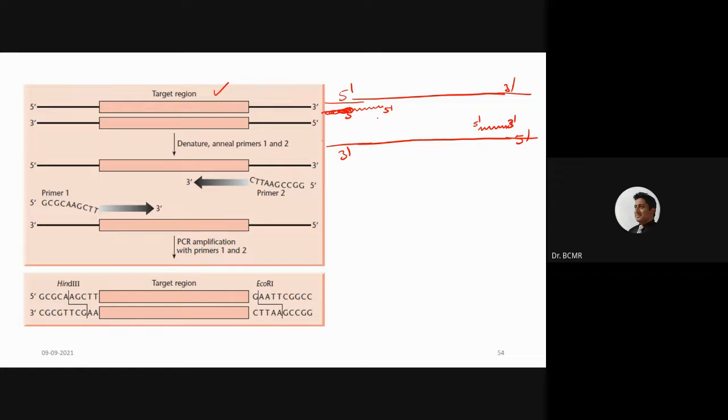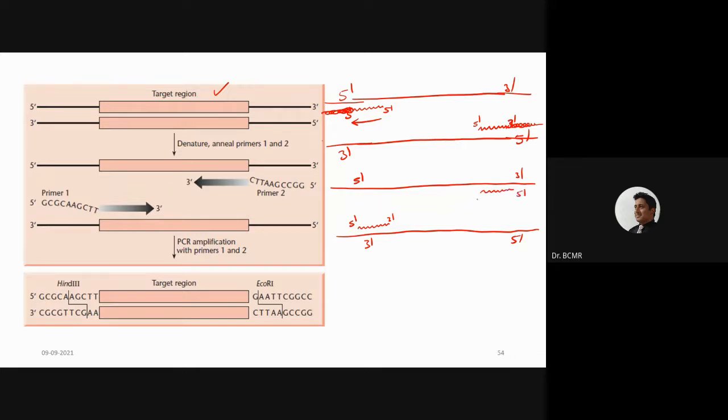Because the polymerization is always from 5' to 3'. This will be polymerized on the other side. Then there is no convergence. Instead, I will design primers again. I'll keep the other ones there itself. This is 5', 3', 5', and 3'. Now, if I have designed primers in such a way in this direction, right? This is 5', and this one is 3'.